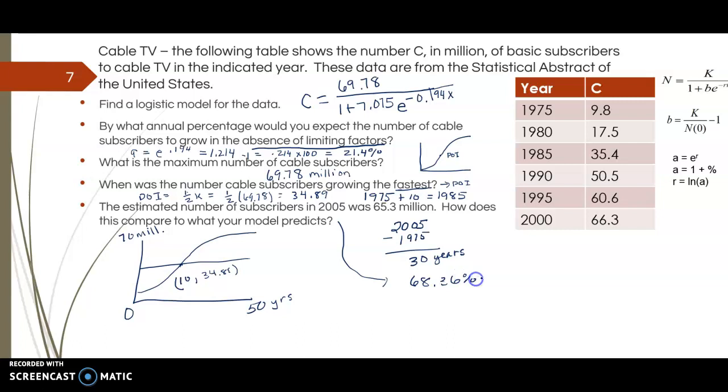So our model predicts 68.36 million. And so how does that compare with the actual 2005 data? Well, in 2005, there were 65.3 million, so our estimate is a bit high. And we have something going on that our model does not account for. So in this, if we continued to 2005, the actual data went down to 65.3.